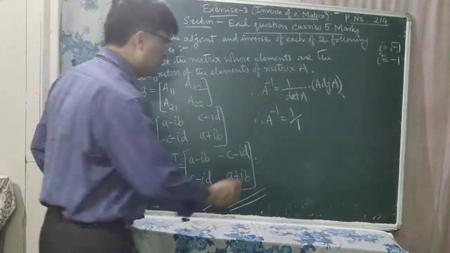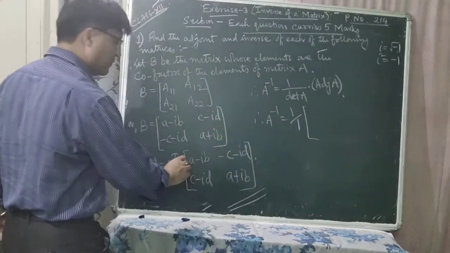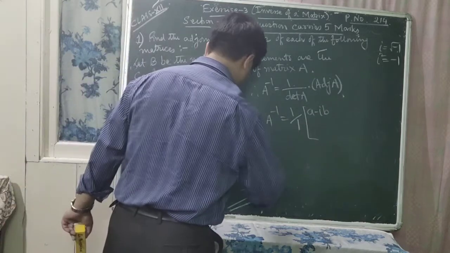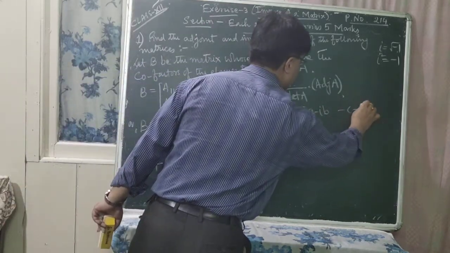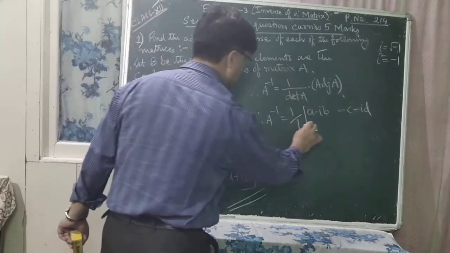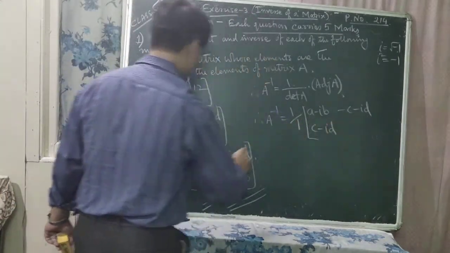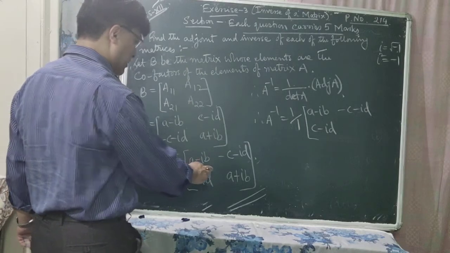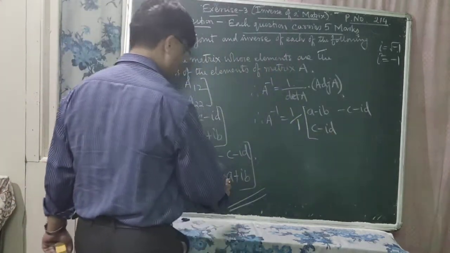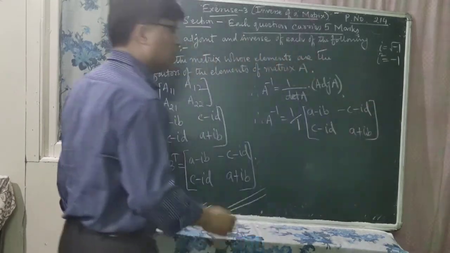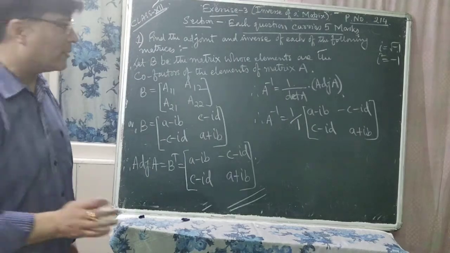And what is the adjoint of A? This one. What is the adjoint of A? A minus iB, let us copy it. A minus iB, then minus C minus iD, minus C minus iD, then this is C minus iD, this is C minus iD, right? Then what? A plus iB. Then it is A plus iB. So 1 by 1 is always 1, you don't have to write it.